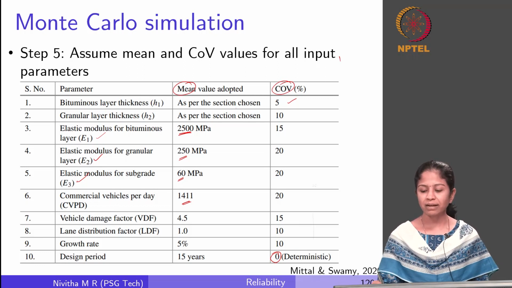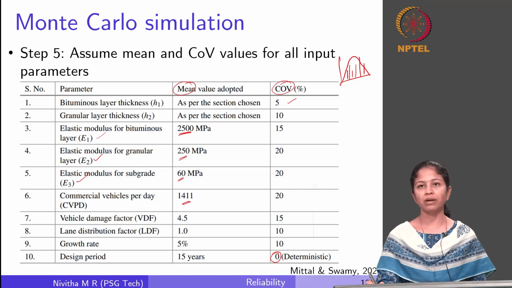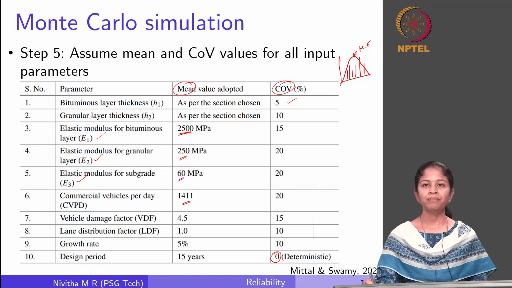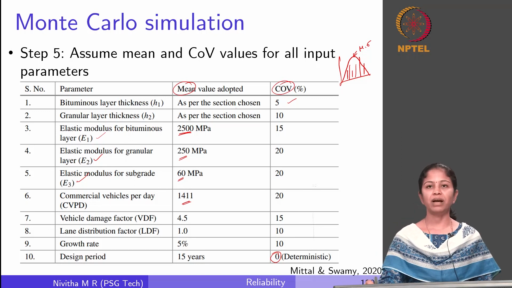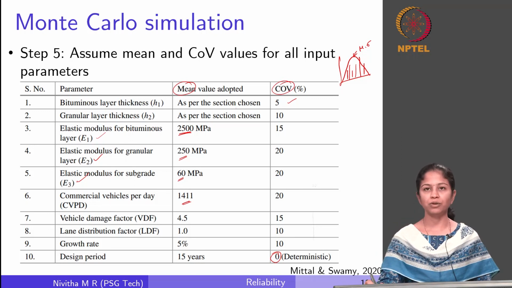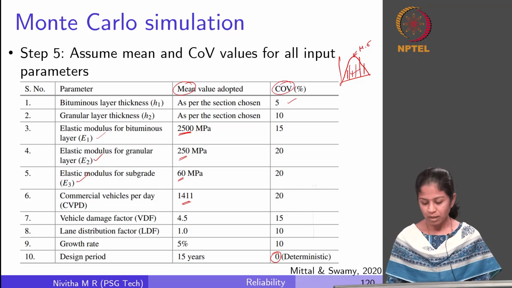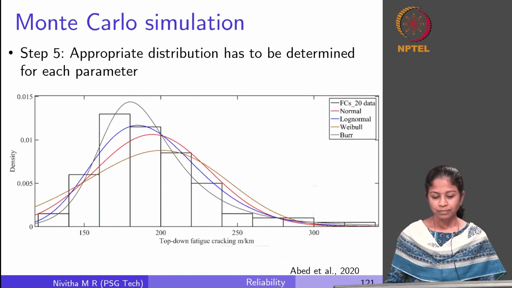Previously we had seen that when we had a histogram like this, we fit a distribution to this histogram. Now what we are going to do is the reverse. From the mean and standard deviation which are known, we fit a normal distribution. From the mean and COV value that we know for this normal distribution, we are going to back calculate and arrive at a histogram like this. That is what we are going to do in this Monte Carlo simulation.